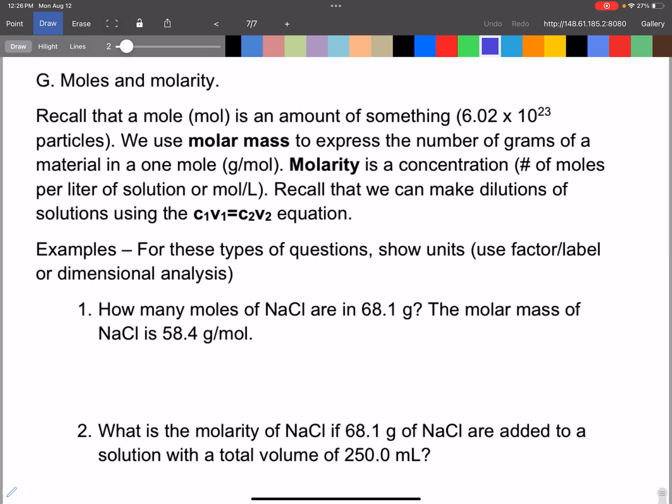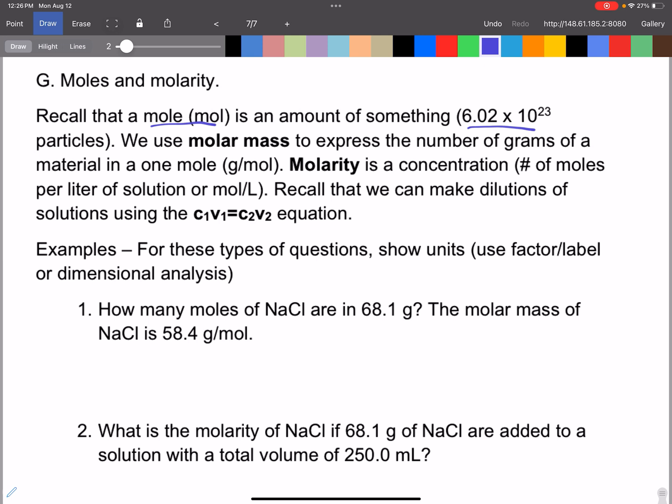So just recall that the term mole, sometimes abbreviated mol, is really just a count, right? Like a dozen is 12 eggs. A mole of something is just this really big number, 6.02 times 10 to the 23rd particles. So a mole of eggs is a bit bigger than a dozen eggs, but it's just a number. That's all a mole is.